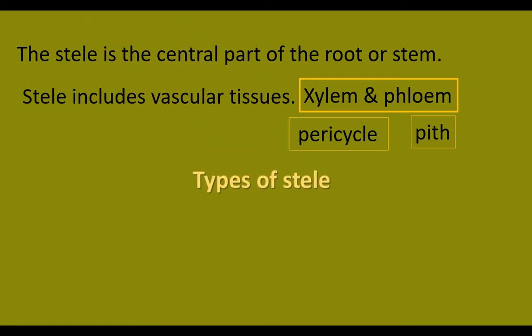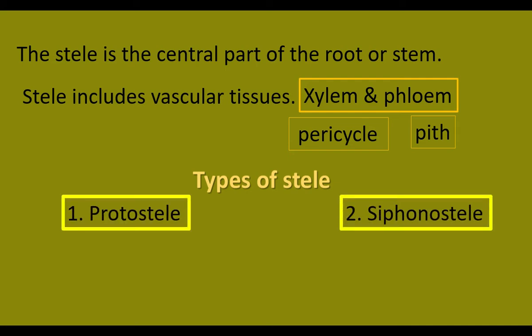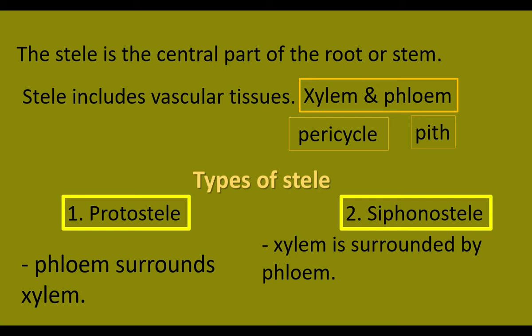Now let us see the types of stele. There are two major types of stele. The primitive one is protostele. Another one is siphonostele. In protostele, phloem surrounds the xylem. In siphonostele, xylem is surrounded by phloem. Phloem forms the outer part in siphonostele. And siphonostele has pith at the center.